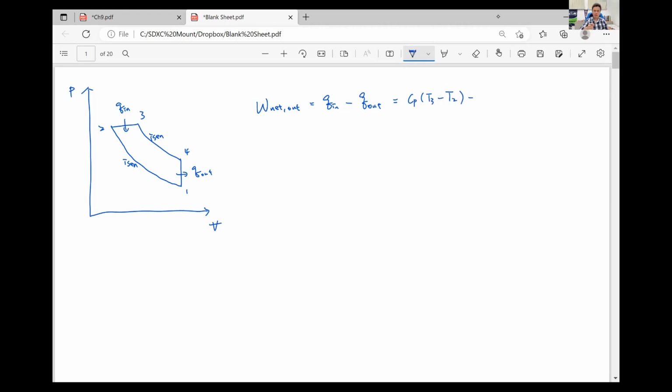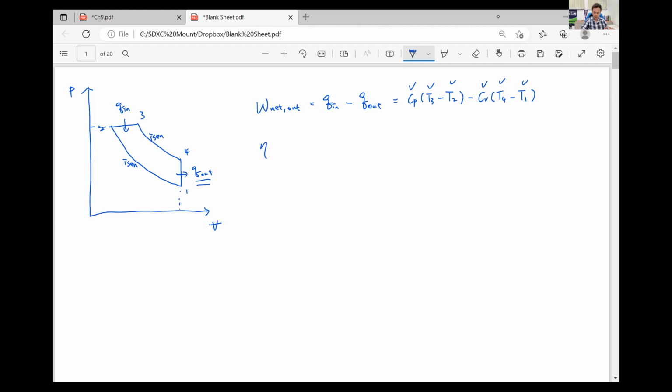And Q out is a constant volume process, right? This Q out is constant volume. This Q in is constant pressure. One is constant pressure, the other one is constant volume, okay. So this is Cv times T4 minus T1. You can get Cp and Cv because they are evaluated at room temperature, and you have all these four temperatures. So you can get the net work output, okay.